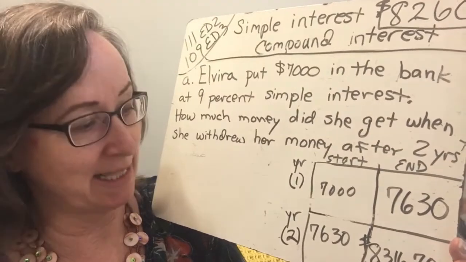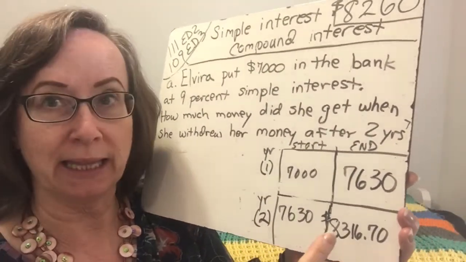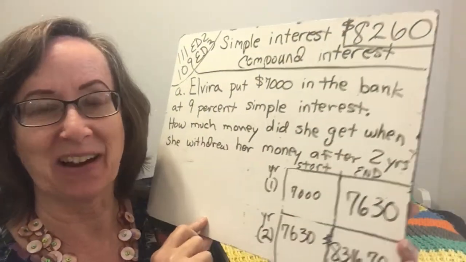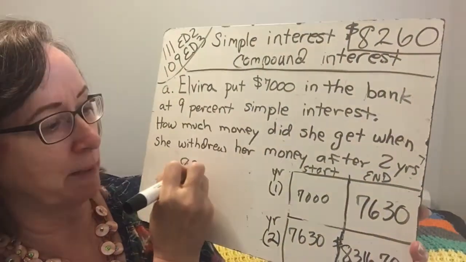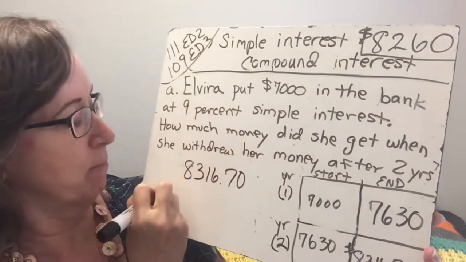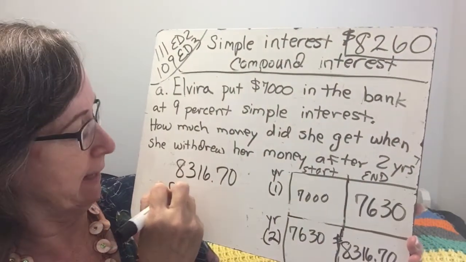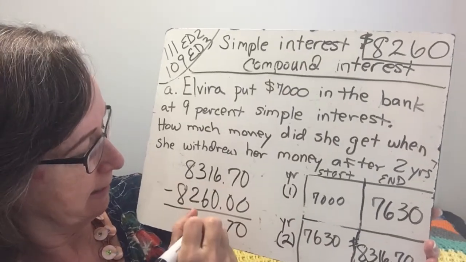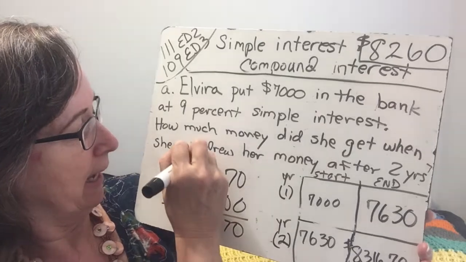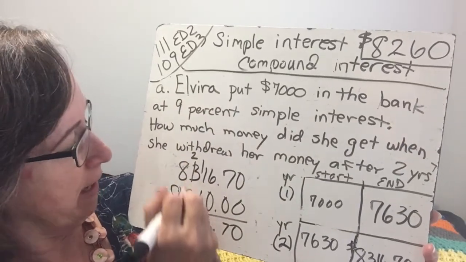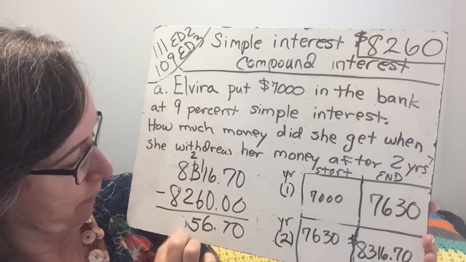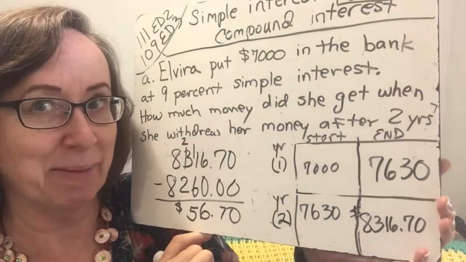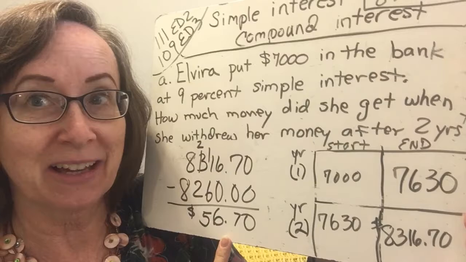So the last thing we're going to do is find the difference between the compound interest over 2 years and the simple interest over 2 years. So we have $8,316.70 minus what we got before, $8,260.00. 6 minus 0 is 6. And 11 minus 6 is 5, and there's a 0 and a 0. So $56.70 difference between the simple interest and the compound interest.